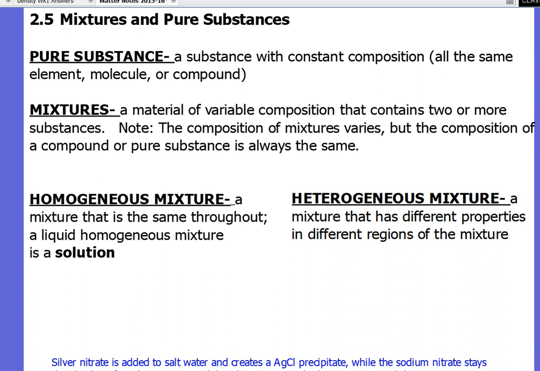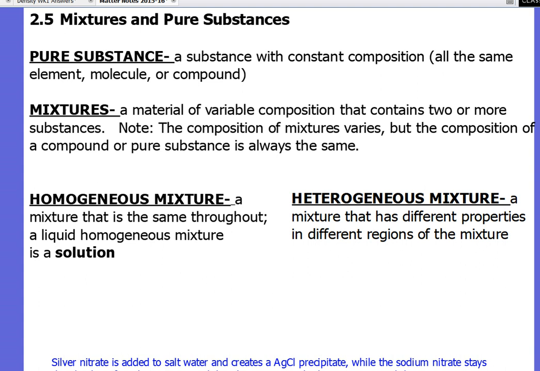Pure versus mixture. This is hard for a lot of kids because you don't encounter a lot of pure substances in your daily life. Almost everything you encounter is a mixture. But pure substances are one element or one molecule or one compound. The table salt you have at your house is almost a pure substance. It's mostly sodium chloride, but it's usually also got sodium iodide in it. And since it's got another compound in it, it's technically a mixture. But if there's only one compound, one molecule, or one element, then it's a pure substance.